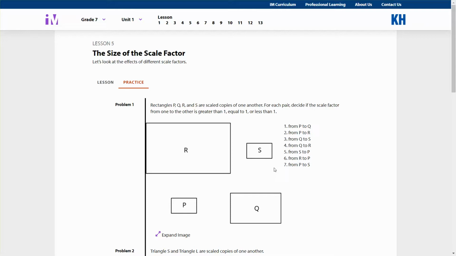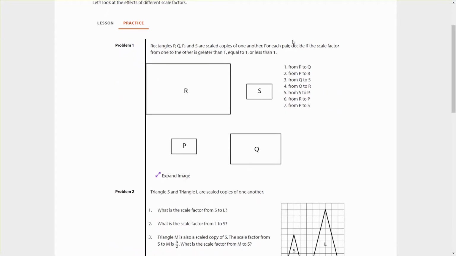Now we're talking about scale factor size. In problem 1, your job is to figure out whether they are greater than 1, less than 1, or equal to 1 between 2 different combinations of these 4 shapes. So I will remind you what the determination is between greater than 1, less than 1, or equal to 1.